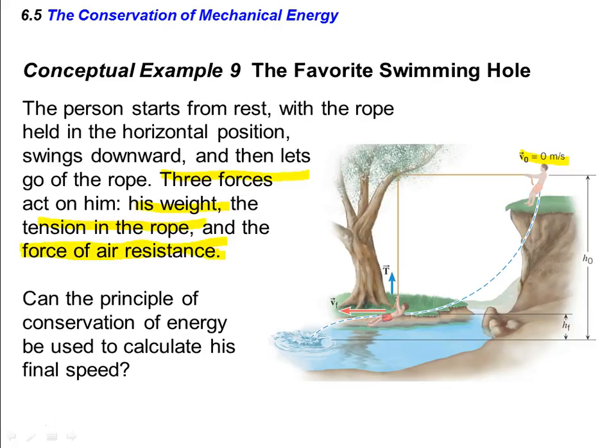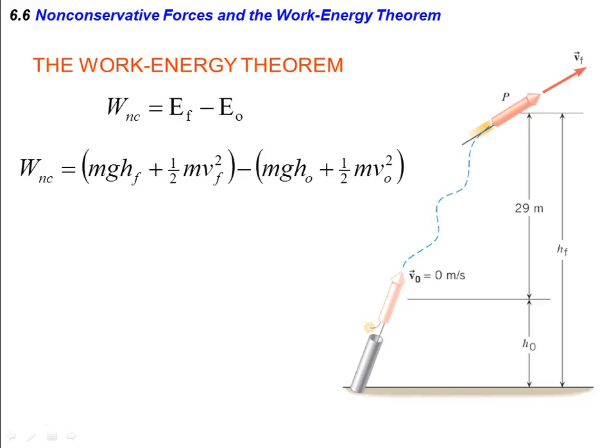And so the work done by that force is going to equal our change in energy. So we're going to have some loss in energy from the initial part to the final part. So this brings us to the work energy theorem, where the non-conservative work is equal to the change in the energy, which is the change in the mechanical energy. For right now it is just gravitational and kinetic.